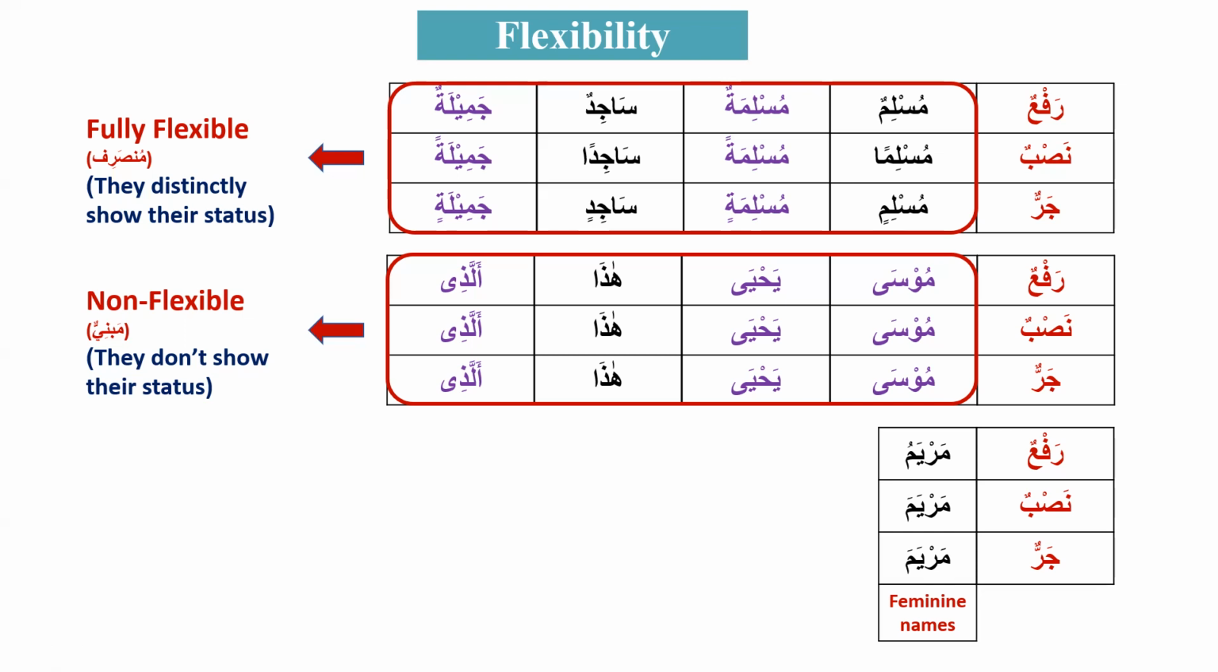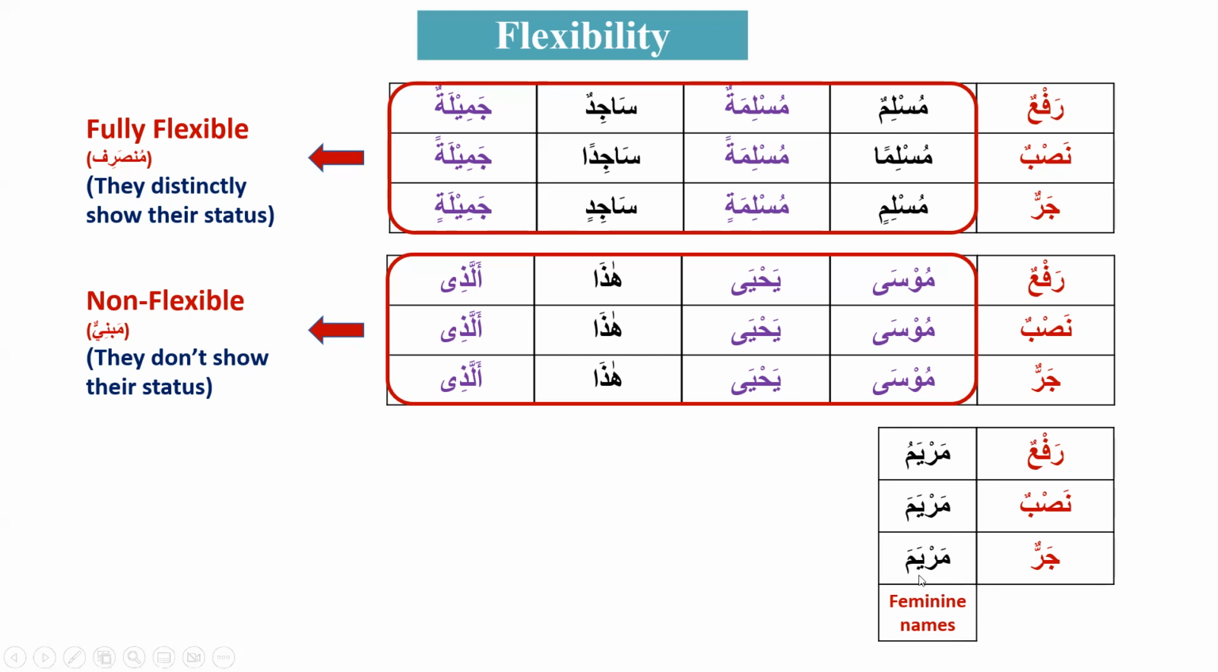Take another name like Zainab. Zainabu, Zainaba, Zainaba. In Nasab and Jar, same. It will never be Zainabun or Zainaban. No, it will not be. So all the feminine names, whatever name it is, are always light. You see, like Maryamu, they will be always light and they don't take kasra. So in Nasab and Jar status, the word will be the same. They don't take kasra.